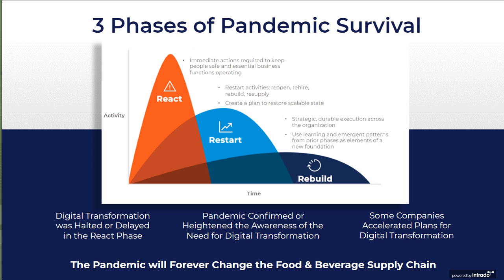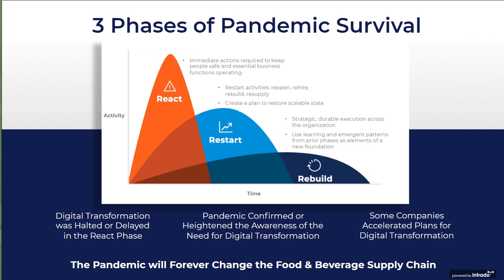Now, depending upon what specific food vertical they're in and what channels they serve, some may still be in the end of that restarting process. But I think we're getting more into that rebuilding stage. I've seen some companies say that once we've lived through this and rebuilt, this has confirmed our need for digital transformation. Some companies have actually said this is accelerating our plans and maybe increasing our budgets for this.